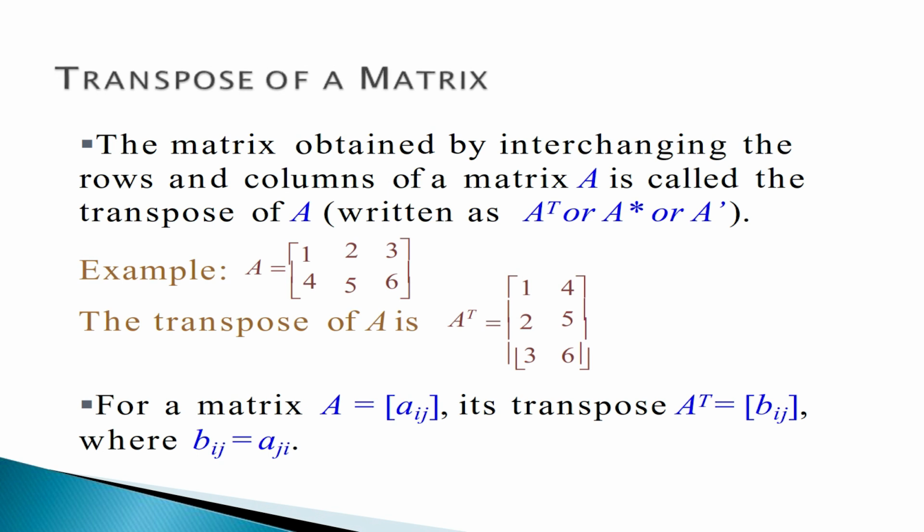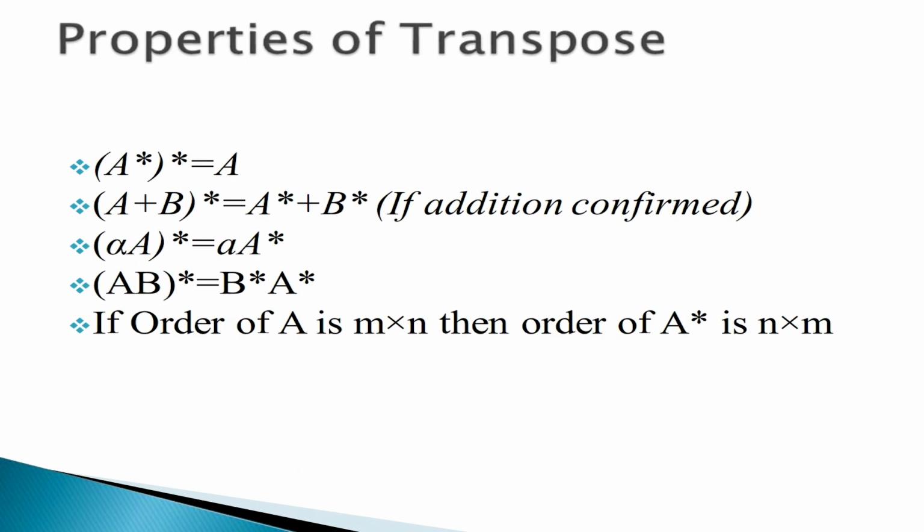That means if the order of matrix A is m cross n, then the order of the transpose matrix becomes n cross m. We have already discussed the properties of the transpose matrix. That means the transpose of A plus B becomes A transpose plus B transpose. The transpose of A into B becomes B transpose into A transpose. And if the order of A is m cross n, then the order of A transpose is n cross m.